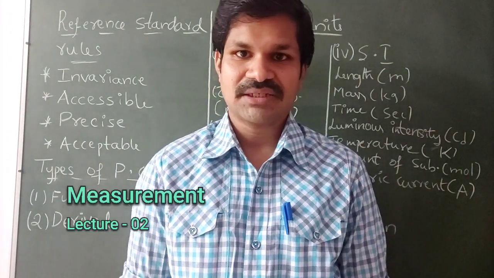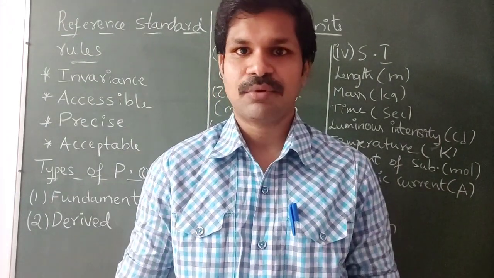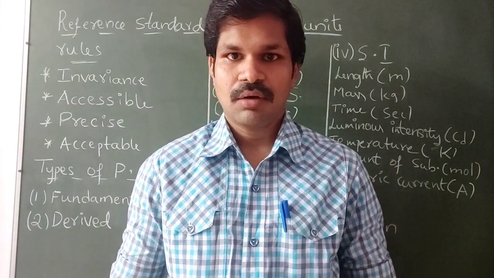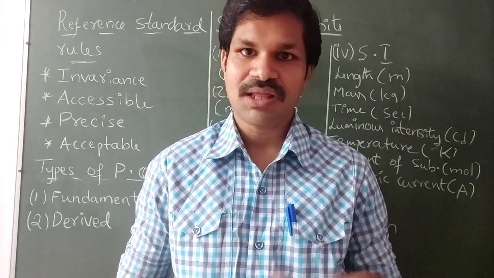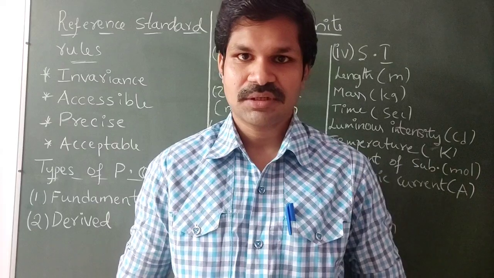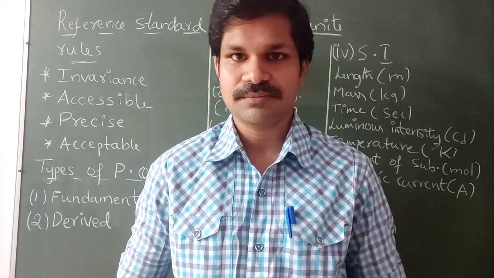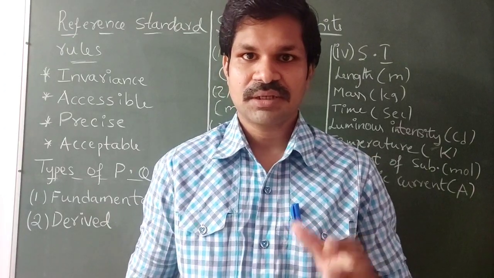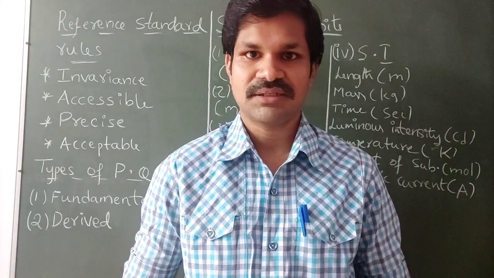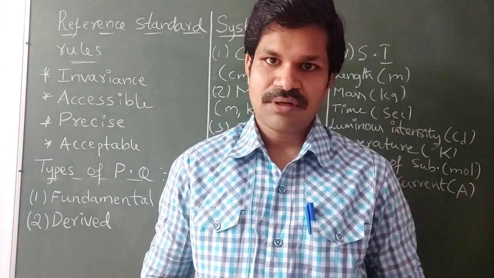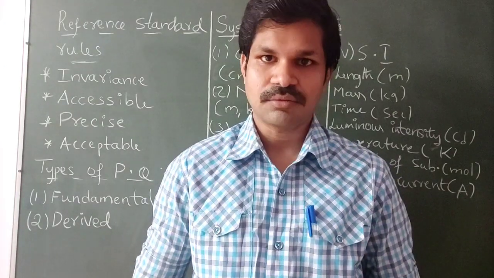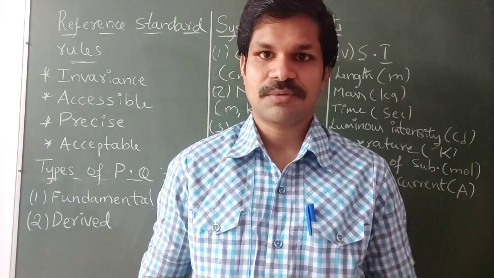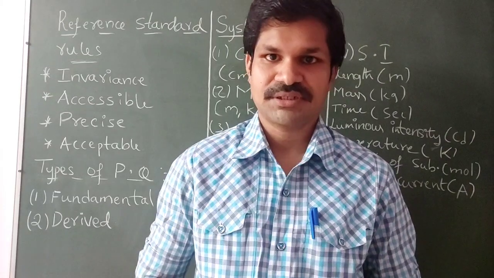So in the previous class we discussed the scientific process and the steps involved in it. What are the steps involved in the scientific process? The first one is observation, the second one is the preparation of the theory, the third one is experimentation, and the fourth one is the modification. And we discussed the types of observation too, that is subjective observation and objective observation.